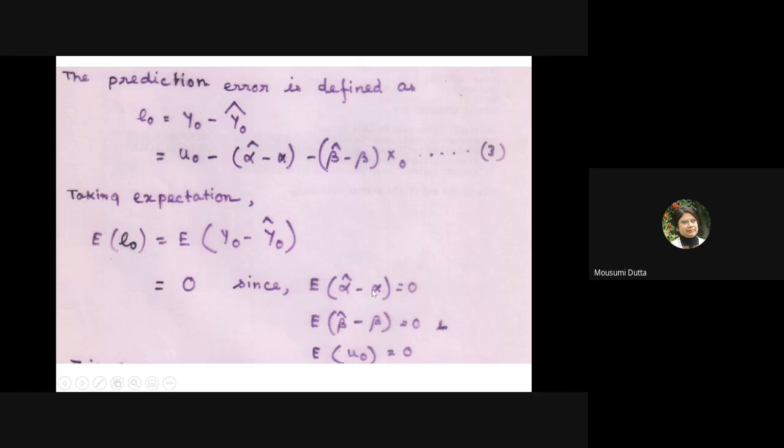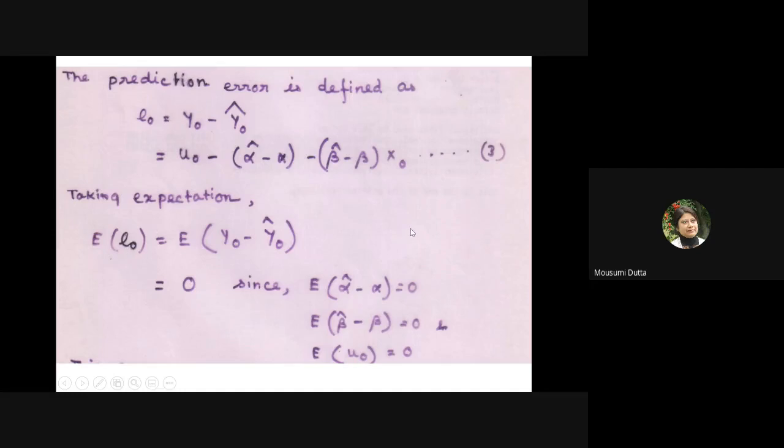Expectation of alpha hat minus alpha: if you operate expectation inside, the expectation of alpha hat is alpha, minus the expectation of alpha, which is alpha. So alpha minus alpha is equal to 0. Similarly, the expectation of beta hat is equal to beta, because alpha hat and beta hat are the unbiased estimators of alpha and beta. So beta minus beta is equal to 0, and the expected value of the prediction error is equal to 0.